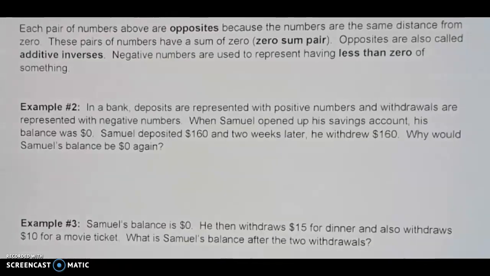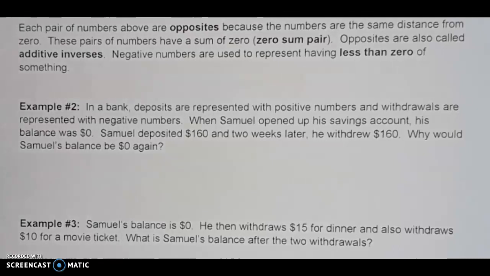In example 2, we're told that in a bank, deposits are represented with a positive number and withdrawals are represented with negative numbers. Deposit means you put money in the bank, withdraw means you take money out of the bank. When Samuel opened up his savings account, his balance was $0. Samuel deposited $160, and 2 weeks later, he withdrew $160. Why would Samuel's balance be 0 again?